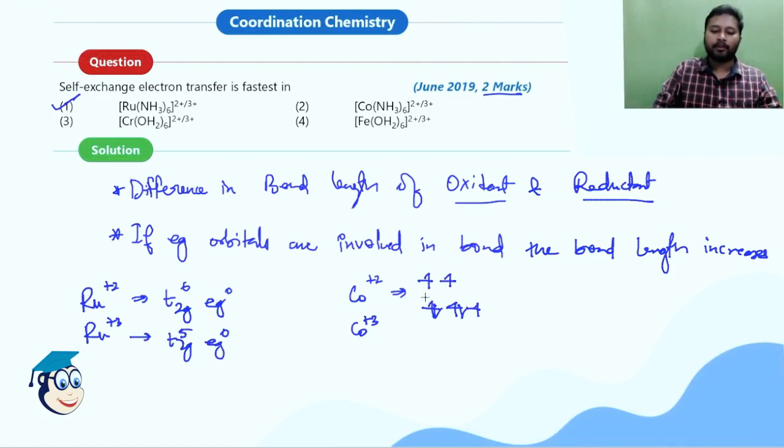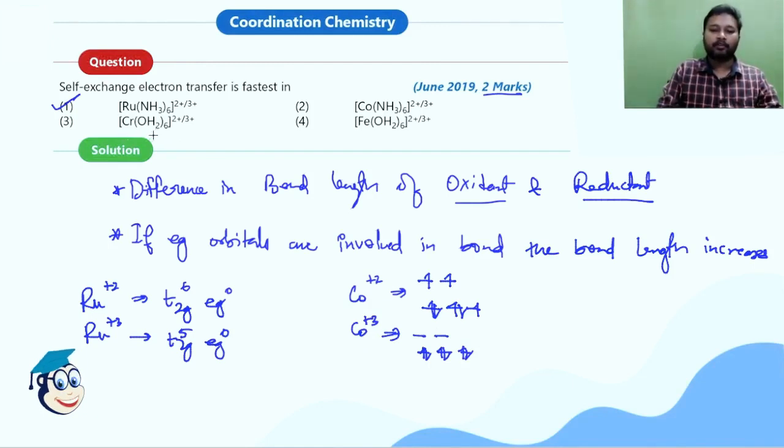So the bond length will be different over here. Whereas cobalt +3 with NH3 will form a low spin complex and will be d6. So the electronic configuration will be something like this, that you will have 6 electrons over here. So the Eg orbital is not involved. So the bond length of cobalt +3 will be smaller, whereas for cobalt +2 it will be longer. That's why the activation energy will be higher. You can check the other one as well.